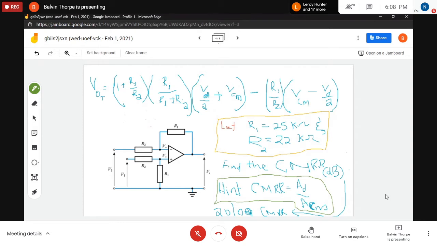So I want you to go ahead and put the values in. You know the value for R1, you know the value for R2. So I want you to put those in. So let me help you, because you're going to take too long, and I have other things to move on to, and it's 6 o'clock already. So R1 over R2, 25 divided by 22 is how much?